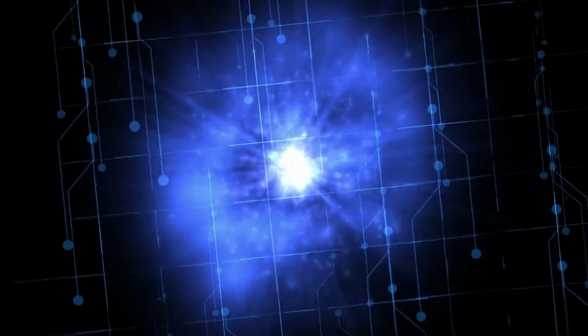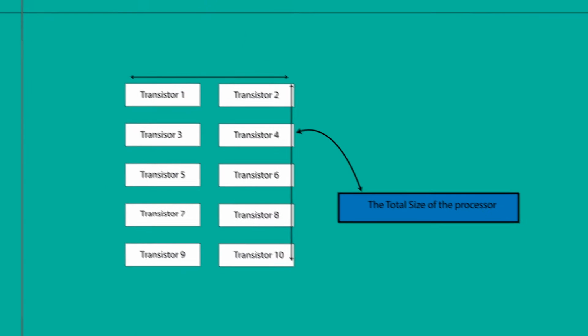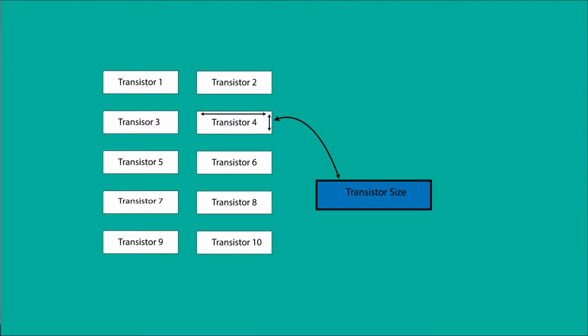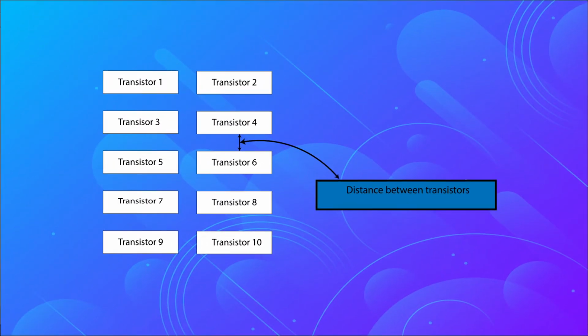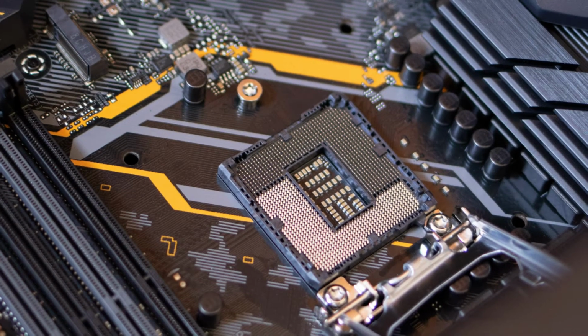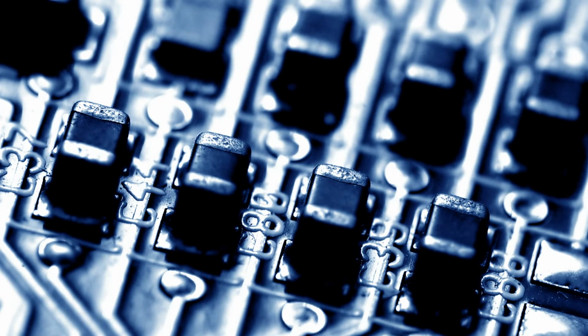Of course, there are three main factors that affect the number of transistors in a processor: the total size of the processor, the size of each individual transistor, and the distance between the transistors themselves. For example, computer processors are much larger than processors for smartphones, and therefore they usually have more transistors despite using the same architecture. In contrast, newer processors usually contain more transistors than older ones, since the size of each transistor is smaller and the distances between them are shorter.